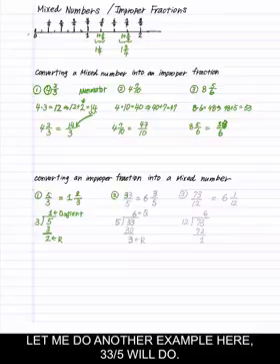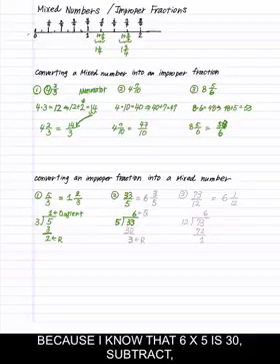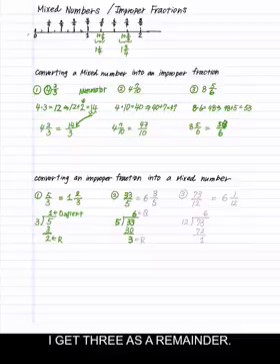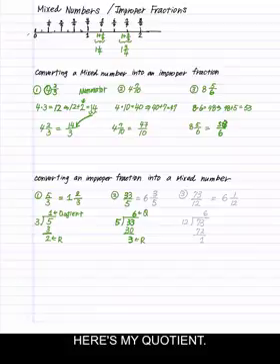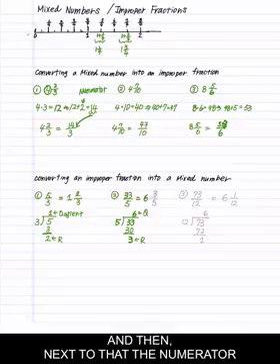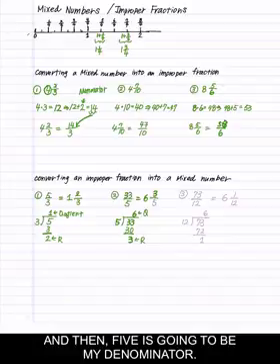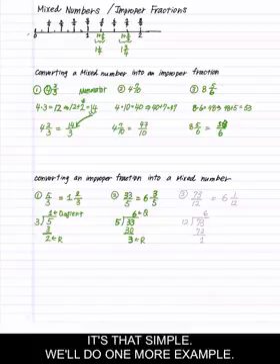33 over 5 will do. So I'm going to go ahead and divide that out again. 5 into 33 goes 6 times, because I know that 6 times 5 is 30. Subtract, I get 3 as a remainder. This is going to give me the quotient, which is 6. Next to that on the numerator is going to be my remainder, which is 3. And then 5 is going to be my denominator. It's that simple. We'll do one more example.